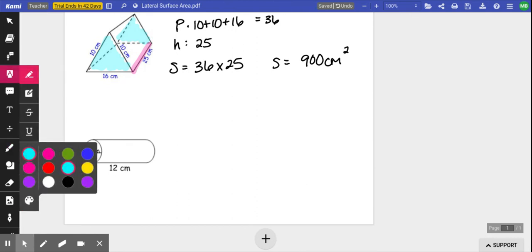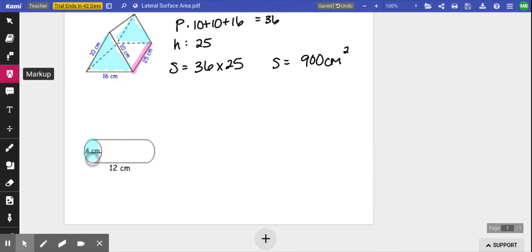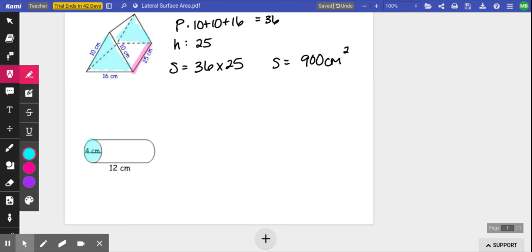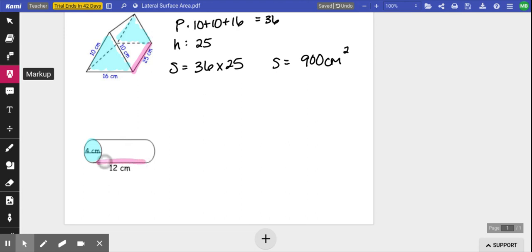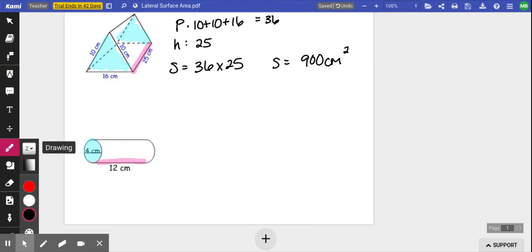Finally, I have a cylinder. A cylinder has a circular base. The distance between the bases is here. So the perimeter of my base is actually going to be the 2 pi r. And then I have the distance between the bases is 12.